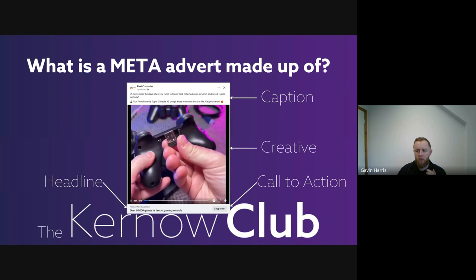And then finally, you've got the headline. So you can see the headline, again, over 60,000 games in one retro gaming console. This, to me, is a bit of a poor headline. But effectively, the ideal amount is 40 characters. What they have done here is that they've kept it all in one line. You can have it going over two lines, but one line is much better.